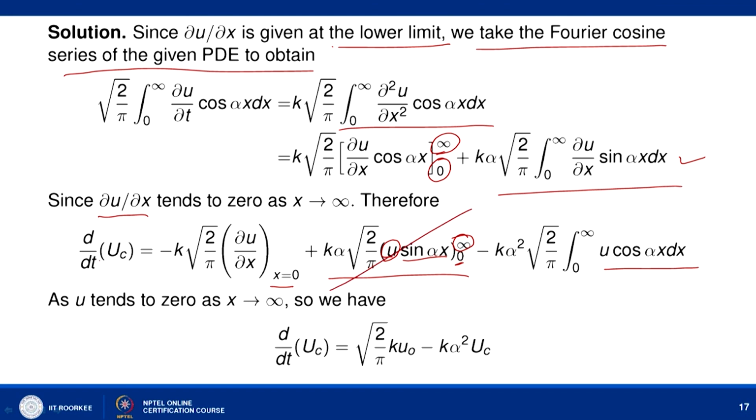So, what we have is d by dt of u c equal to minus k upon root 2 by pi ∂u/∂x at x equal to 0, and this value is given as minus of u naught. So, minus minus will give you plus. So, we have root 2 by pi k u naught, and this quantity is the Fourier cosine transform of u x t. So, we can write this as minus k alpha square times the Fourier cosine transform of u x t, that is u c. So, here we have d by dt u c equal to root 2 upon pi k u naught minus k alpha square u c.